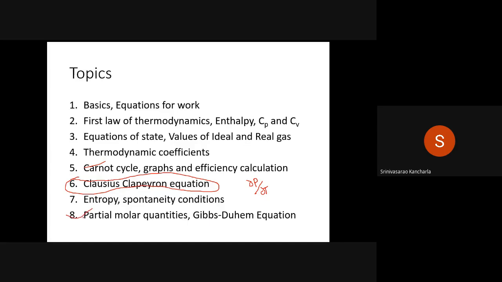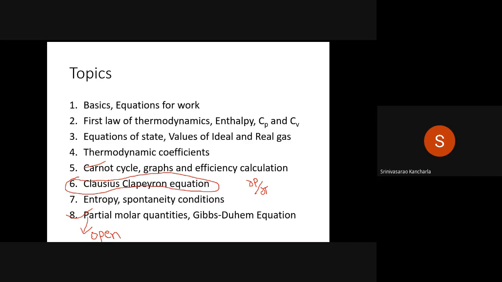Maybe for first MSc students, I'm not sure whether you read the partial molar quantities in your BSc or first MSc or not. So these are applicable to open systems. We have discussed three different kinds of systems: one is open, second closed, and the isolated system. In closed or isolated systems, matter cannot be exchanged with the surroundings, whereas in the open system, matter can be exchanged.